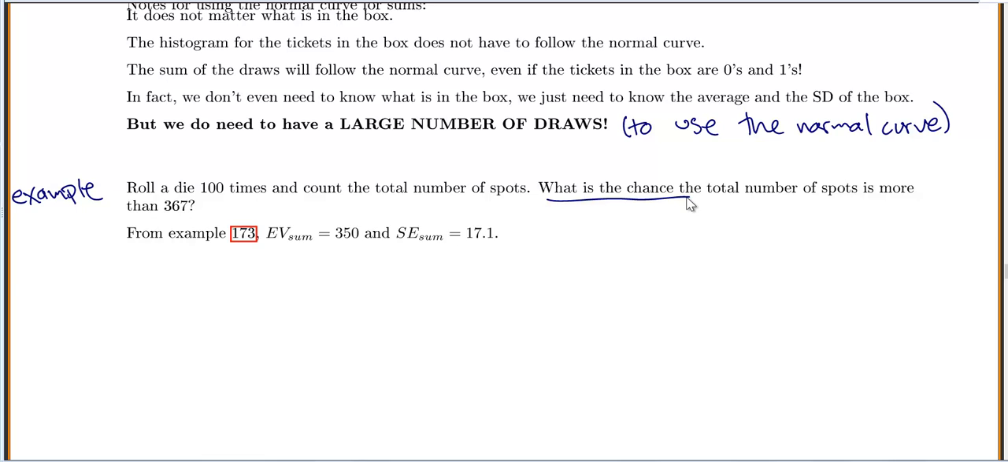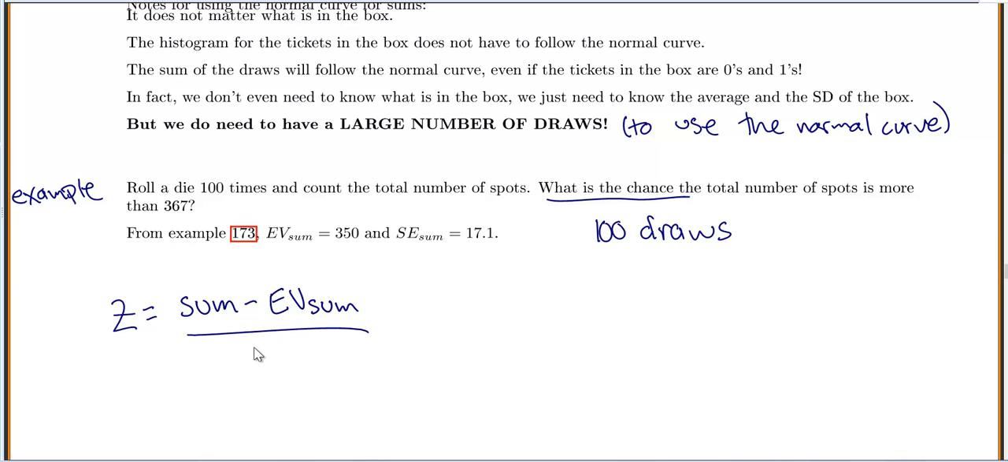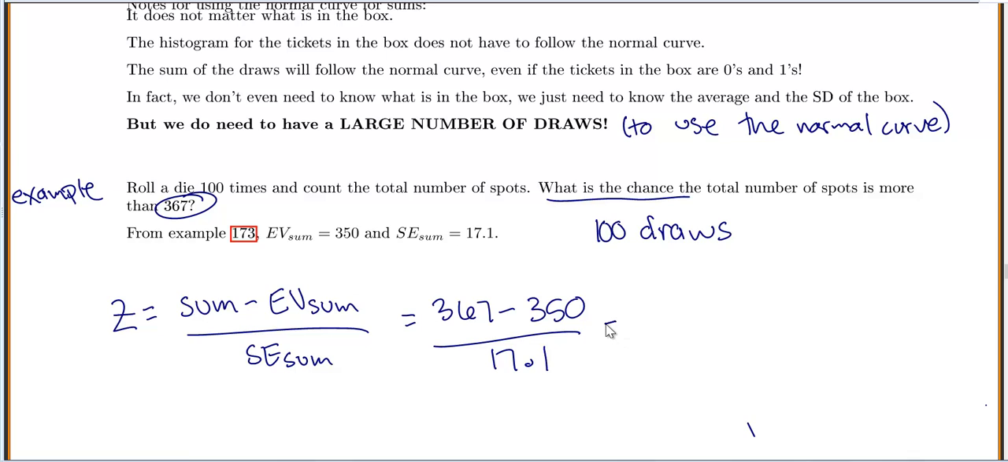So because we're looking for a chance, we're going to use the normal curve. Now we're rolling a die 100 times, so that's 100 draws. That's a large number of draws. So we can use the normal curve. So Z is equal to the sum of interest minus the expected value of the sum divided by the standard error of the sum. So the sum that we're interested in is this 367. Minus the expected value of the sum is 350, and the standard error of the sum is 17.1. So this gives me 0.994. So I found my Z.